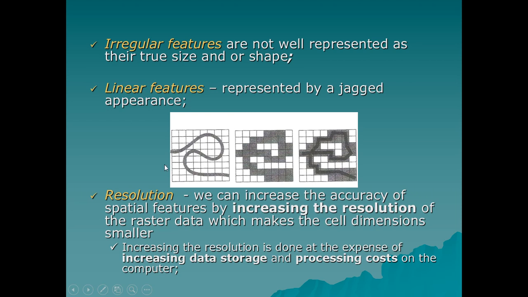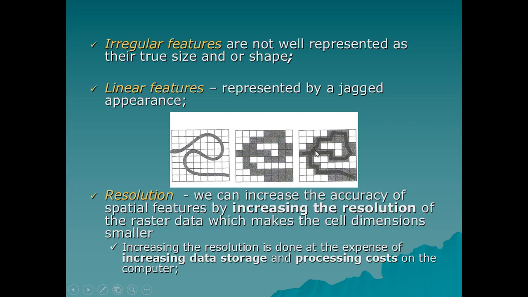Lines are jagged in appearance. So here we have our representation where we see the transition from vector to raster. This is our vector representation. You see our nice smooth lines. Once this has been assigned to a raster, this is what it would look like.